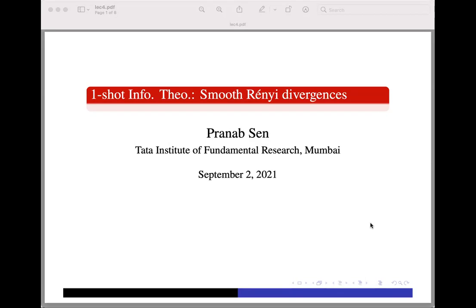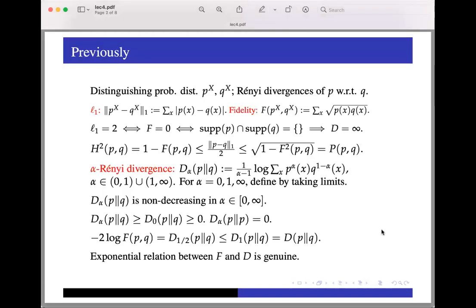Okay, welcome to the fourth lecture of the one-shot information theory course. So today we will be studying Renyi divergences, continuing what we did last time, and then we'll move to something called smooth Renyi divergences. In the last lecture, we saw distinguishing measures between probability distributions P and Q on the same set X, and we studied the Renyi divergences of P with respect to Q.